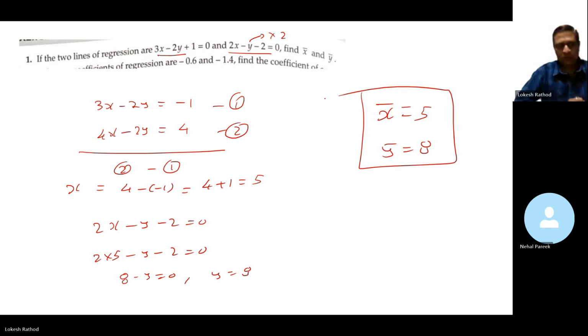Understood? Yeah. So the concept we have used is that lines of regression intersect at x bar and y bar.